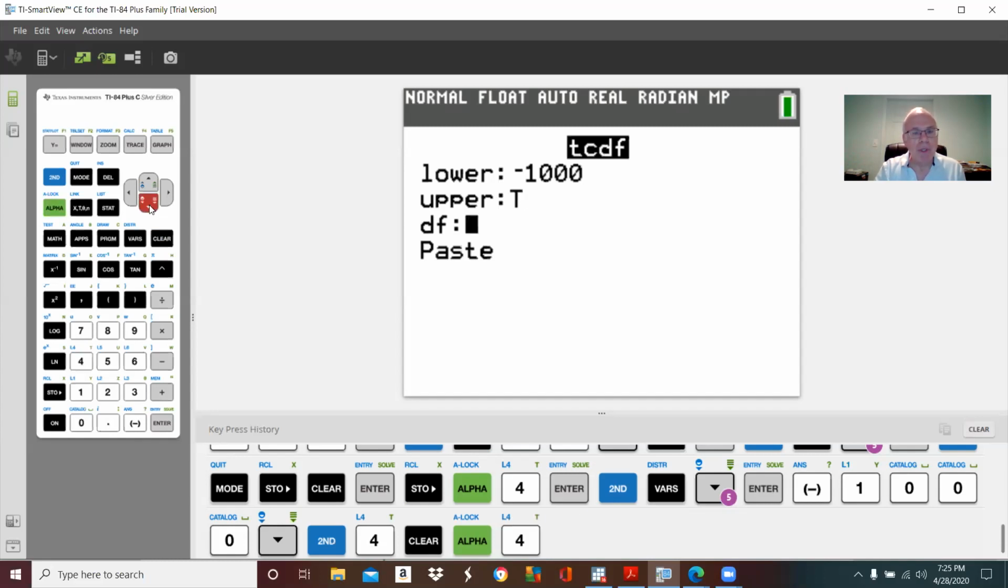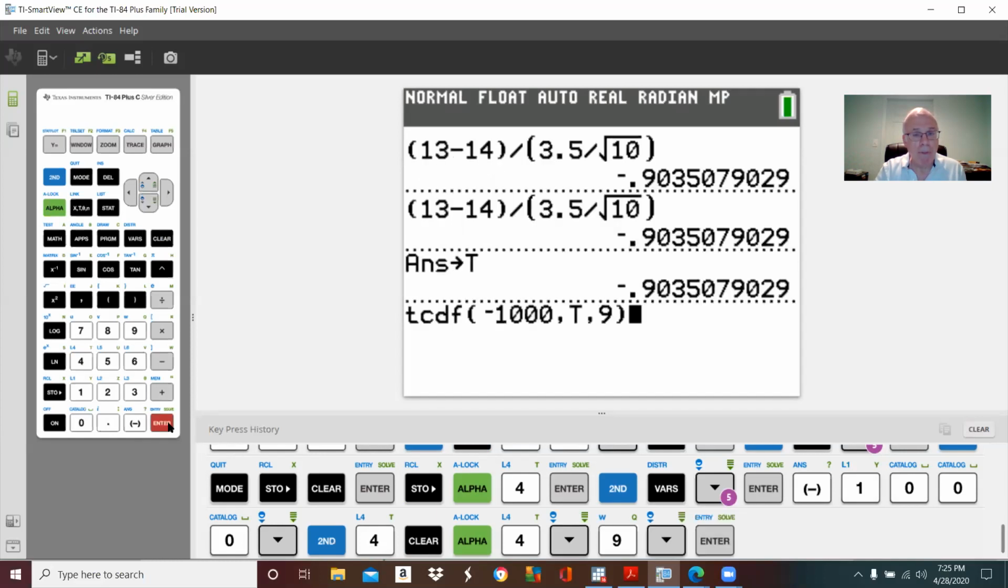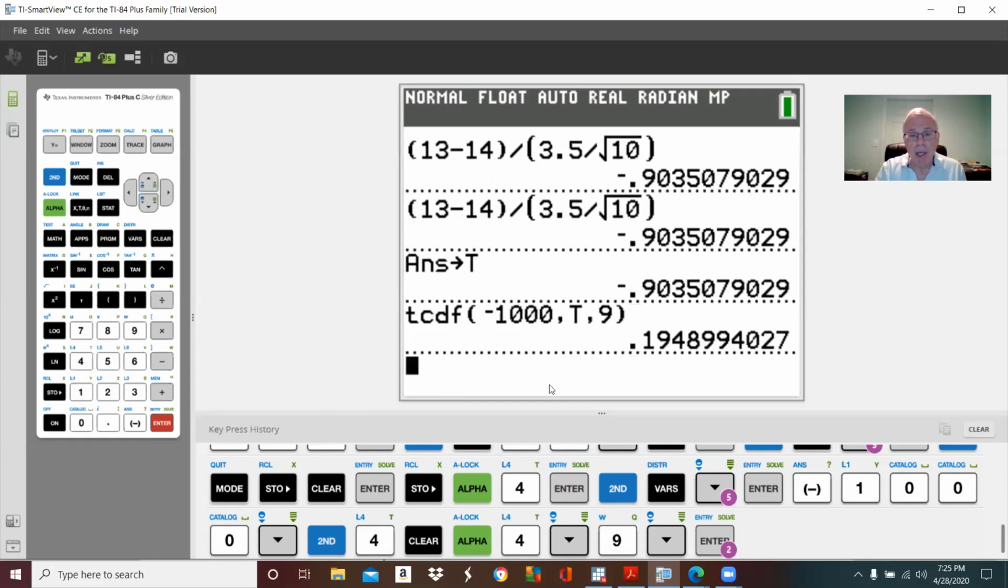Now, degrees of freedom is the sample size minus 1. And remember, the sample size is 10. So I'm going to put 9 here. And I'm going to scroll down and hit enter, and hit enter again. And this is my p-value. That's the probability that T is less than that negative 0.9035, this number here. And notice it's 0.194 and a bunch of numbers after that.